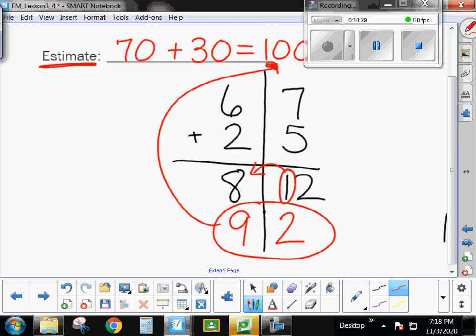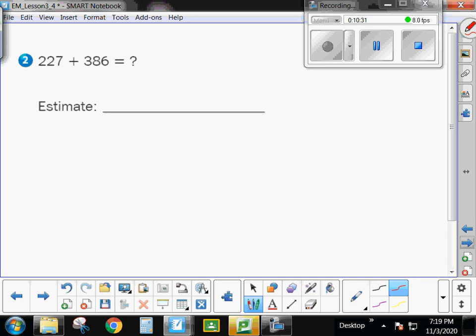All right, let's try another one. So 227 plus 386. Go ahead and pause the video and do an estimate, please. All right, I'm going to do my estimate. Now, you may have chosen to use slightly different numbers, but I'm going to change 227, which is really close to 230. And 386 is really close to 390.